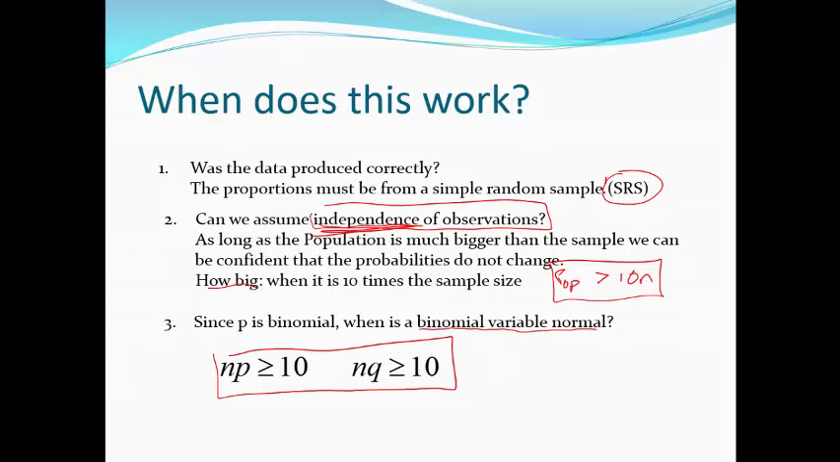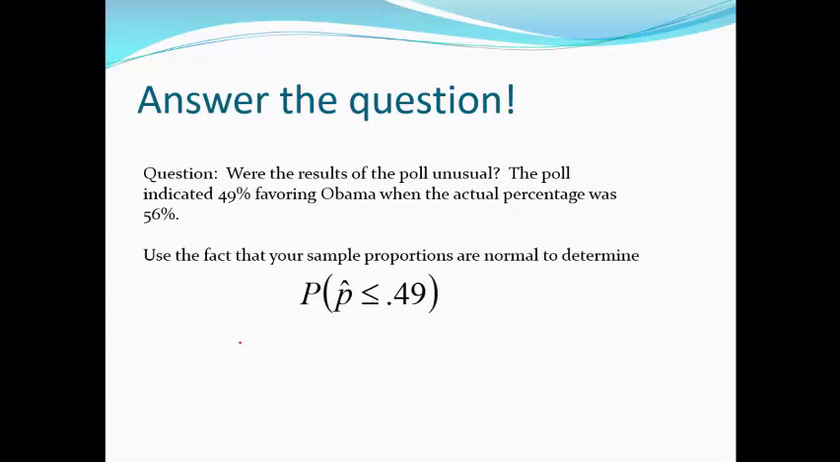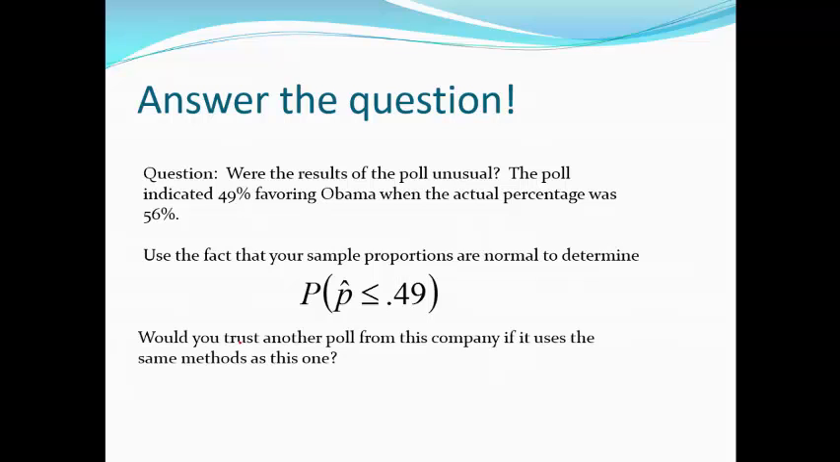So what you see in those boxes right there: SRS, we want to make sure that our population is greater than 10 times the sample. And np and nq are both greater than or equal to 10. So now let's answer the question. What is the probability that p-hat was less than or equal to 0.49? And then decide, are we going to trust another poll from this company? So here's the process, right? I'm trying to find the probability that p-hat is less than or equal to 0.49.